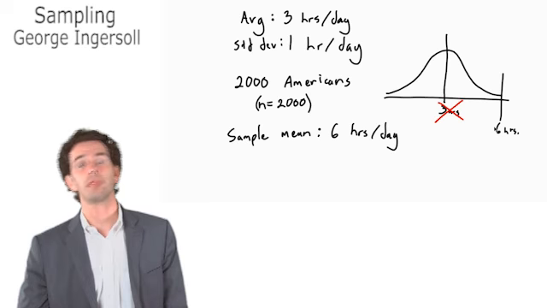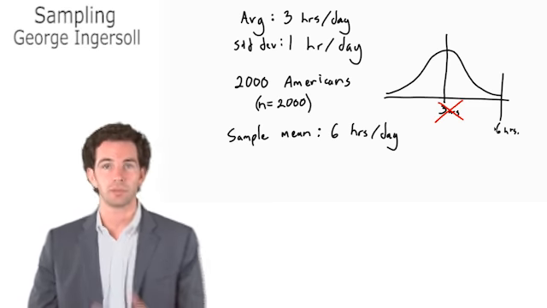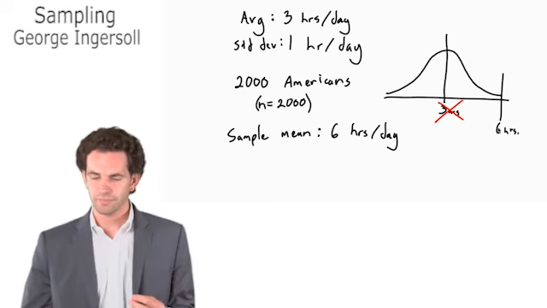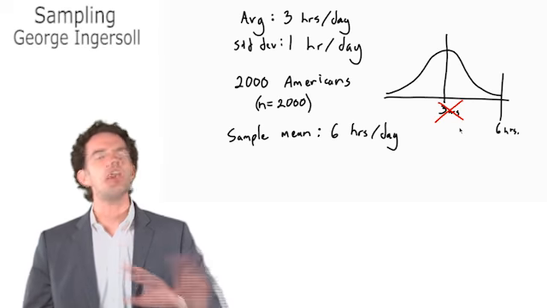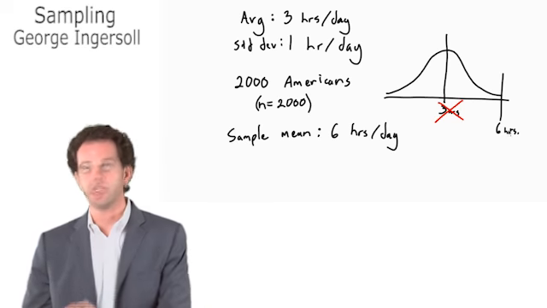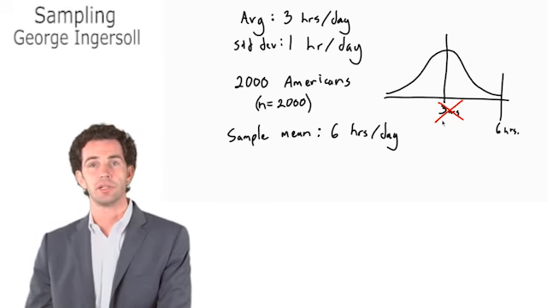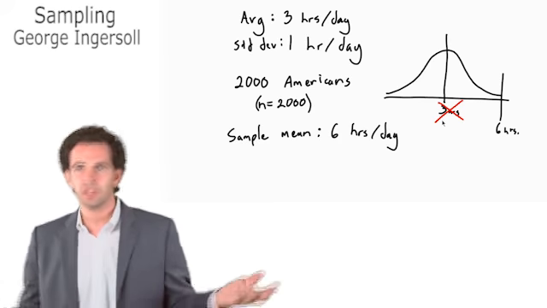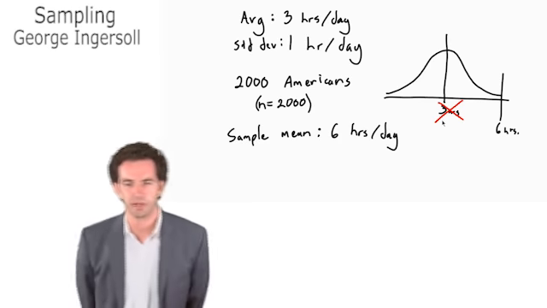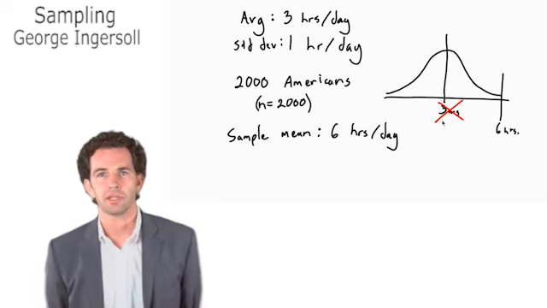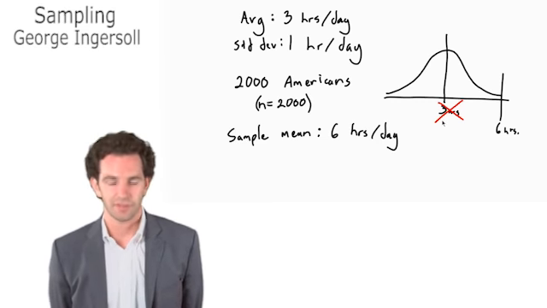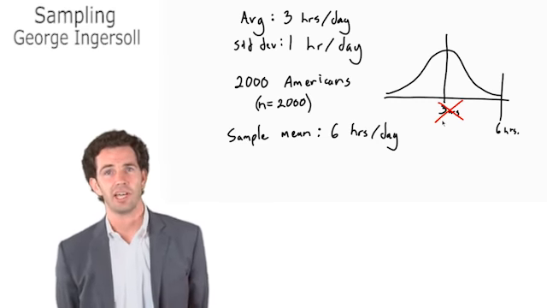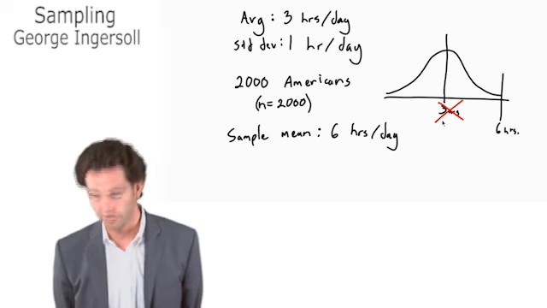Unless our sample was crazily unrepresentative, and I told you it was a good sample, there's just no way. There's no possible way that we could get 6 hours if 3 hours was still the average. So what do we assume? We assume that the average number of hours that Americans spend on the internet has changed in the last 5 years. There's a lot of evidence to suggest it has gone up and gone up significantly.